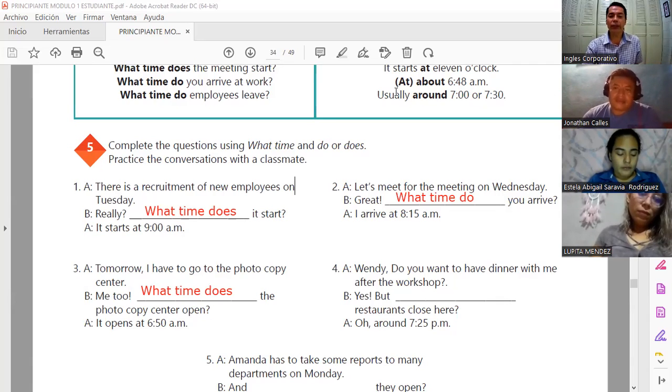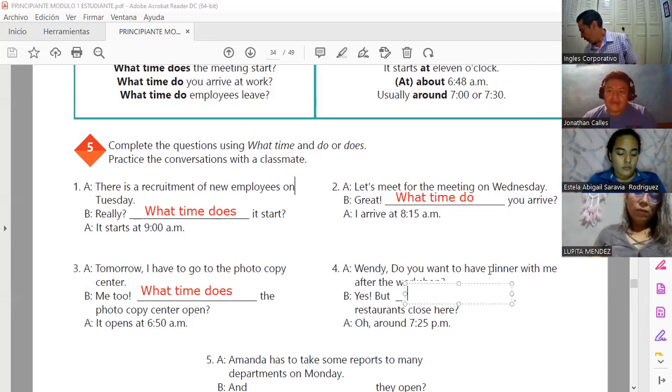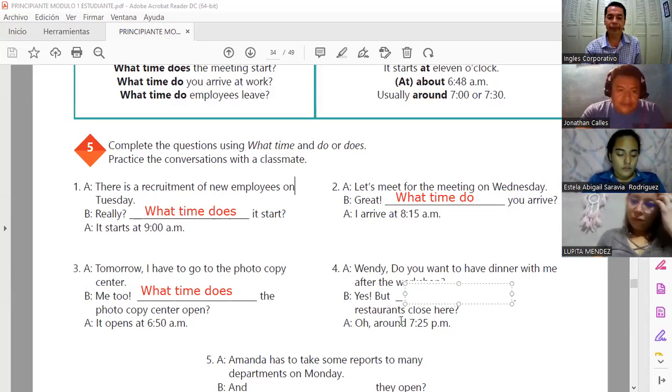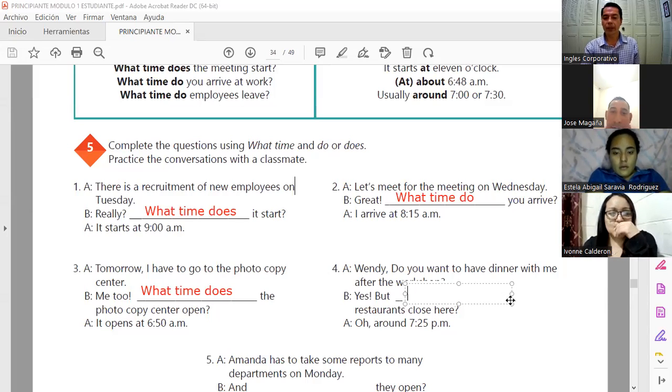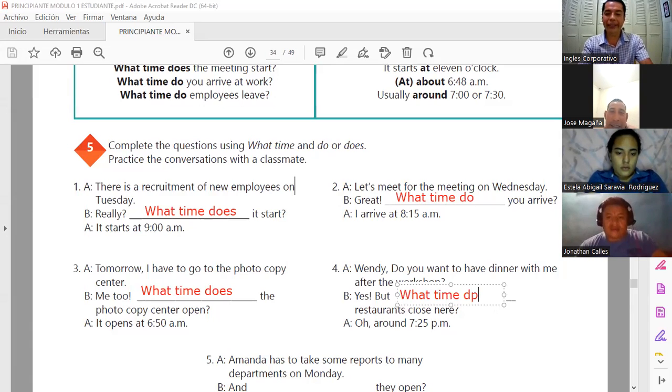And let's go to number four. Number four is dedicated to Jose. Mr. Magaña, please. When do you want to have... This would be the question, José. What time do restaurants close here? Why do? Because it's plural, right? So you have to use do. Nice. What time do restaurants close here?